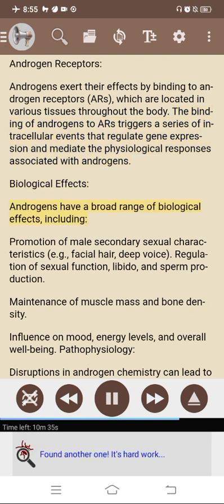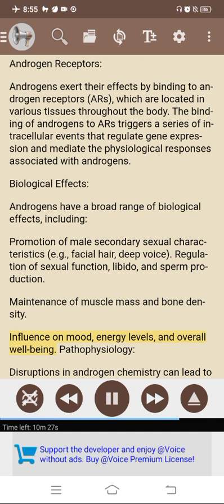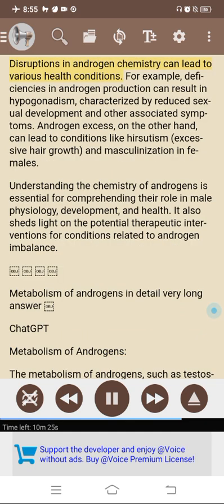Androgens have a broad range of biological effects, including promotion of male secondary sexual characteristics, e.g., facial hair, deep voice, regulation of sexual function, libido, and sperm production, maintenance of muscle mass and bone density, influence on mood, energy levels, and overall well-being. Pathophysiology. Disruptions in androgen chemistry can lead to various health conditions.